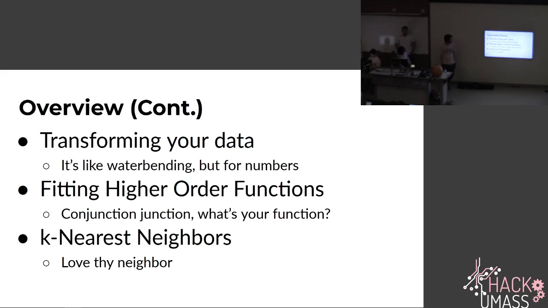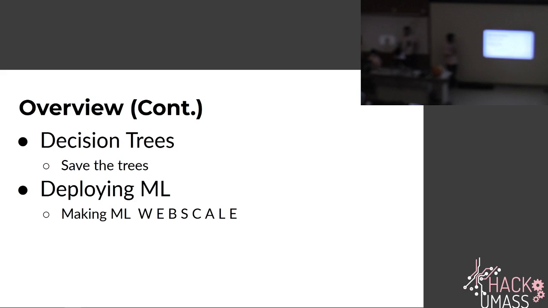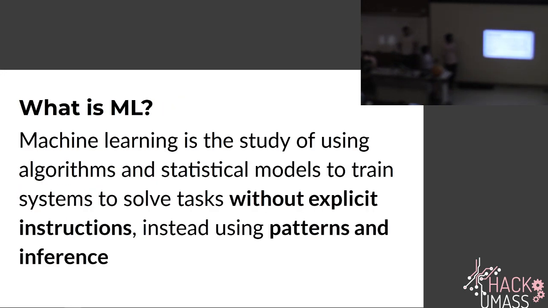After that, we're going to talk about some data transformations. Then we're going to jump into higher order functions, which is just a fancy way of saying fancy linear models. Then K-Nearest Neighbors. And finally, we'll talk about decision trees. At the very end, we're going to deploy a model that you've trained to something that you can use. We're going to make a website. It's pretty exciting. That's what the starter code is for. Making ML web scale.